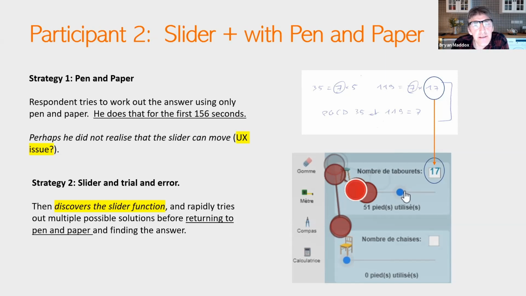He's not quite as skilled as the girl though, so he struggles a bit. And eventually he comes back and he discovers the slider function. So initially he didn't realize that the slider could move, or if he did, he didn't try it out.